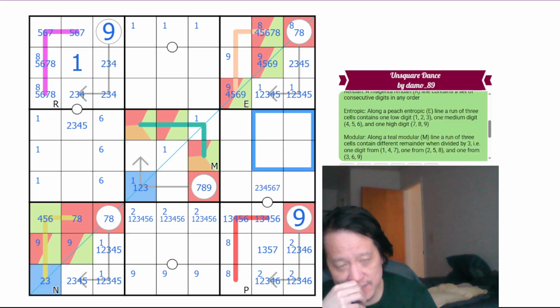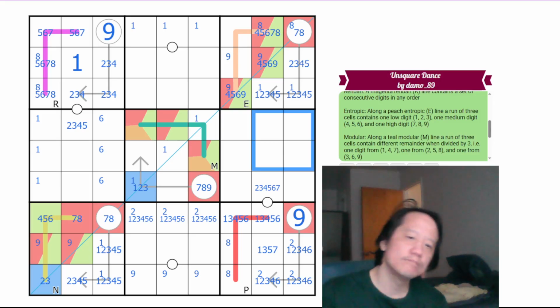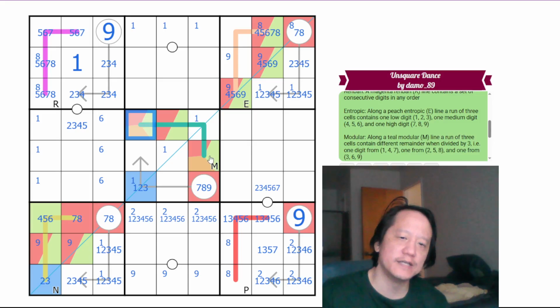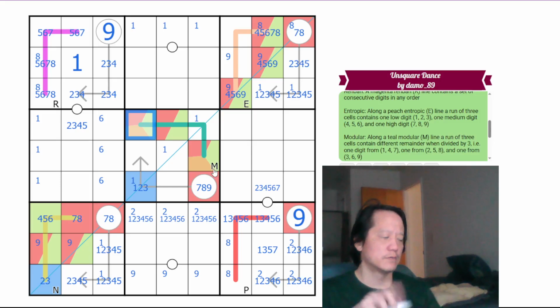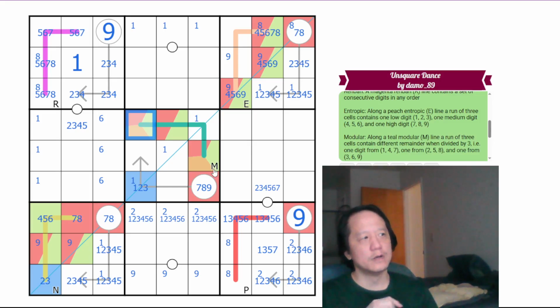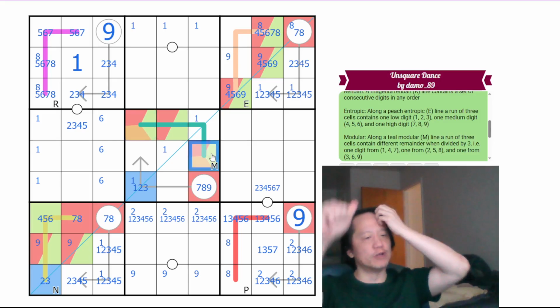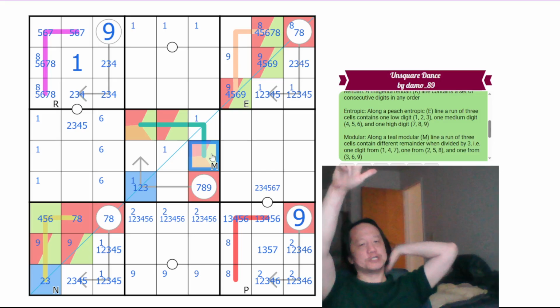Modular lines. Oh. Because these are the same set and neither can be low, this is a green-red pair here. Okay. Right, because in each modular set, you have one low, one medium, and one high digit.